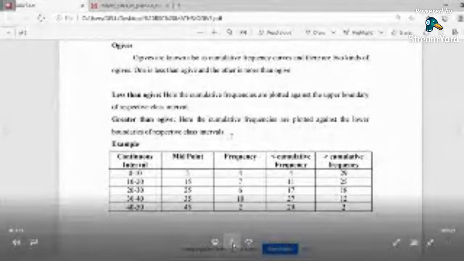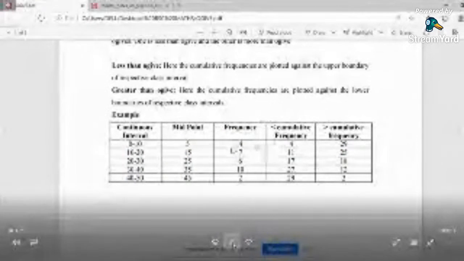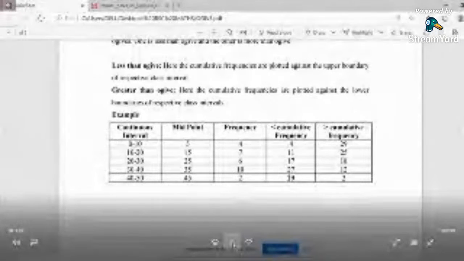We have already studied the method of finding less than cumulative frequency and greater than cumulative frequency. We can add cumulatively: 4 plus 7 is 11. 4 plus 7 plus 6 is 17. 4 plus 7 plus 6 plus 10 is 27. 4 plus 7 plus 6 plus 10 plus 2 is 29. So that is the less than cumulative frequency.